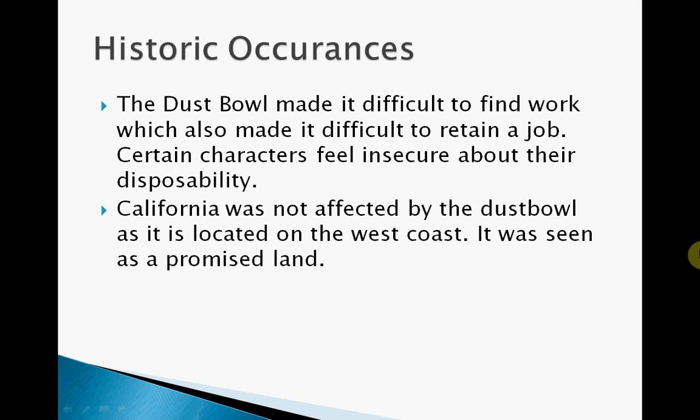Historic occurrences. The Dust Bowl was a seven-year-long drought which started in 1931 that made it difficult to retain a job. Certain characters feel insecure about their disposability, seeing as the Dust Bowl caused a lot of fertile soil at the time to become infertile. This affected a lot of central states in America, such as Oklahoma, although it did not affect California, and this made it look like the promised land.